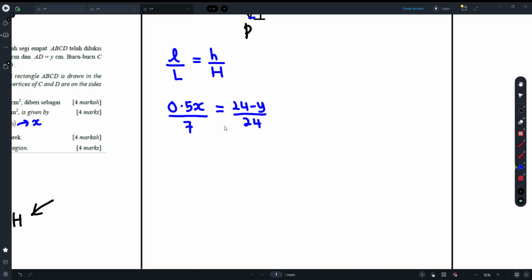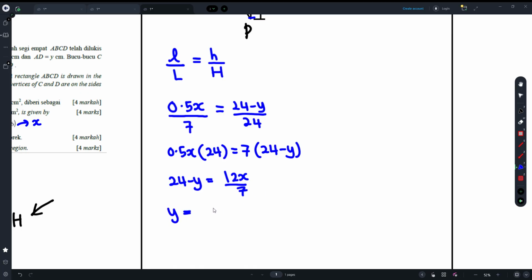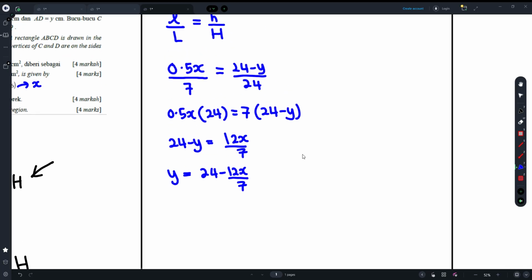So cross multiply, 0.5x multiplied by 24 is equivalent to 7 multiplied by 24 minus y. So 24 minus y is equivalent to 12x over 7. Therefore, y is equivalent to 24 minus 12x over 7. That is our equation when we make y as subject.